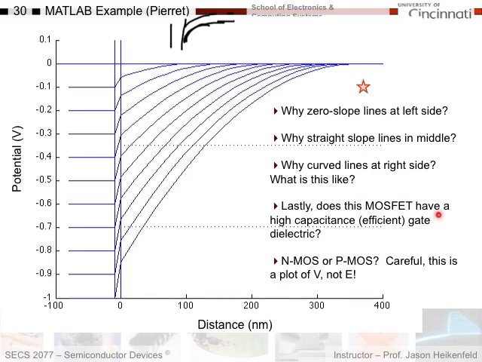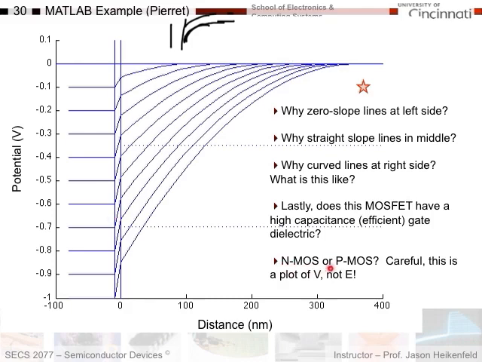Now, I'd say the answer is yes, because look at this. If I have minus 0.7 volts, this is how much voltage is dropped across the oxide. Only 0.1 volts. The rest of the voltage is dropped across the semiconductor. So this is a pretty good device in terms of very small voltage drop across the dielectric.